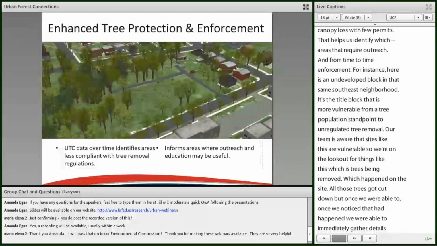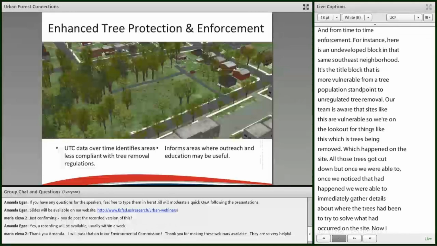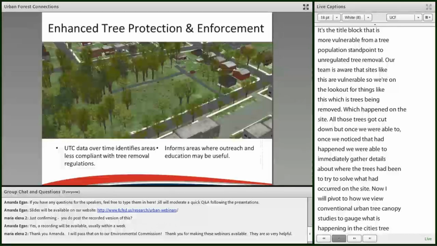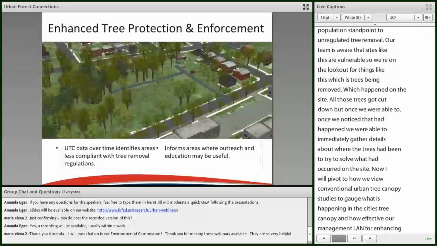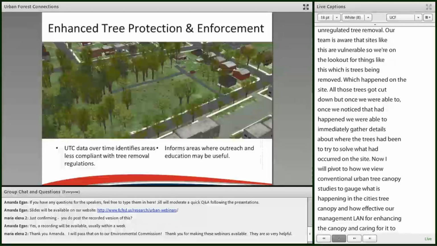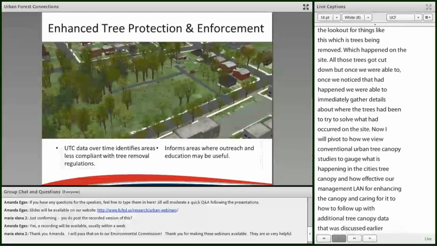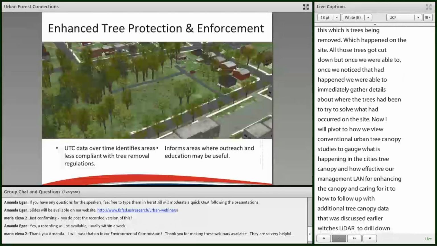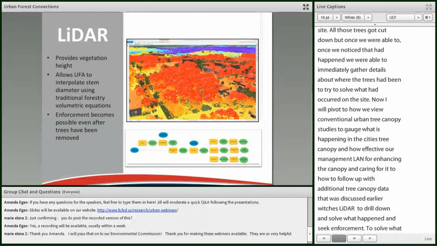And so now I'm going to pivot from how we've used conventional urban tree canopy studies to gauge what's happening in the city's tree canopy and how effective our management plan for enhancing and caring for the canopy has been, to how we follow up using some additional tree canopy data that was discussed earlier, such as LIDAR, to actually drill down to sites like this and solve what happened and seek some enforcement. So to solve what's happened in sites like this, we've incorporated LIDAR data from which we can determine the height of the trees that had been on site.